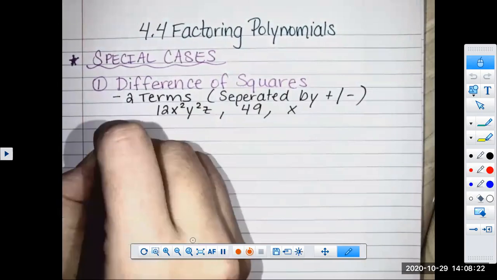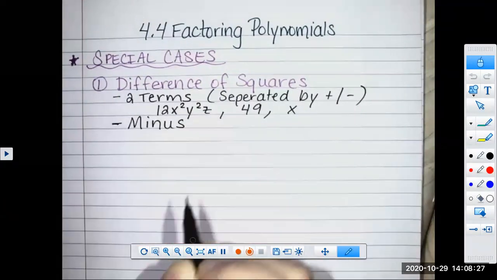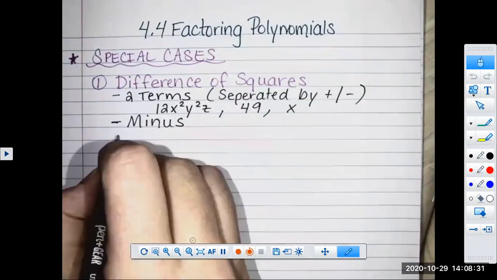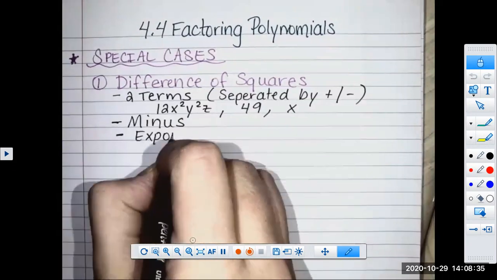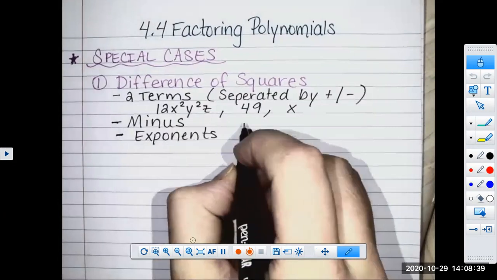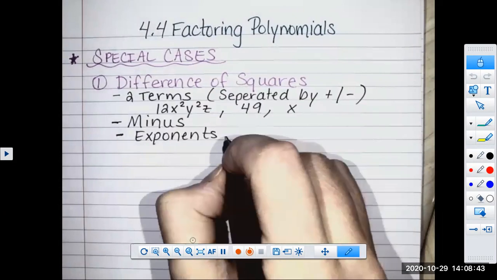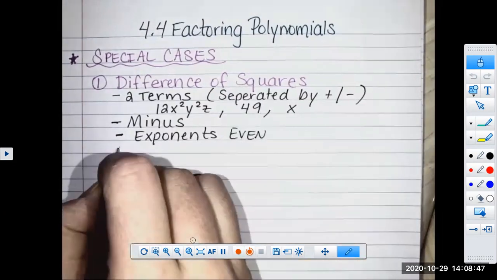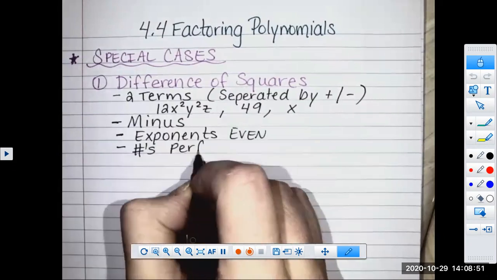Okay, another clue that you have a difference of squares is you're going to have a minus sign. And your exponents are even, or divisible by 2. So you can say exponents are even. And all of your numbers are perfect squares.